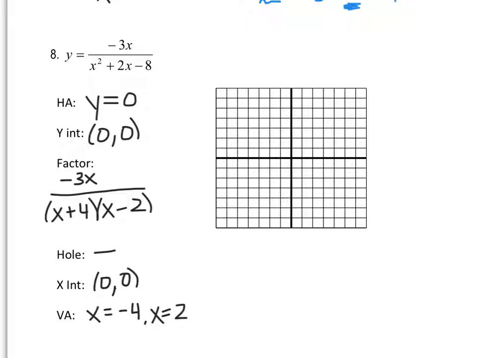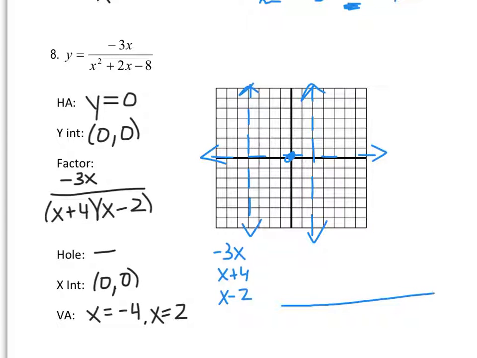Last one, y equals 0, y-intercept at 0, 0, x-intercept at 0, 0, vertical asymptote at -4, and +2. All right, so I have -3x, x plus 4, x minus 2. Now you might see why I was putting those just plain numbers in my sign chart before, because now I have -3x. So my three numbers are going to be, once again, coming from x-intercept and vertical asymptote.